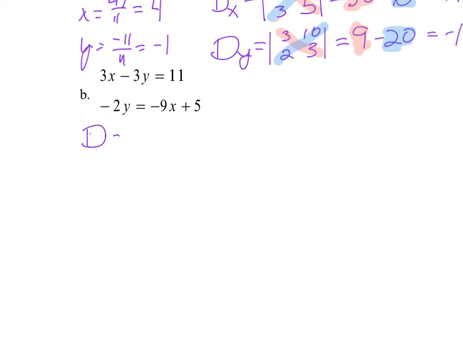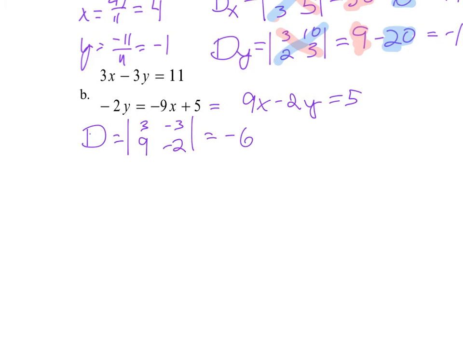This is all wrong because we didn't get the second equation into standard form first. So this equation needs to be 9x minus 2y equals 5. Sorry. Equals 5. That looked like a not equal. Okay. So D is going to be 3 and 9 in a column, and then negative 3 and negative 2 in a column. I really apologize.